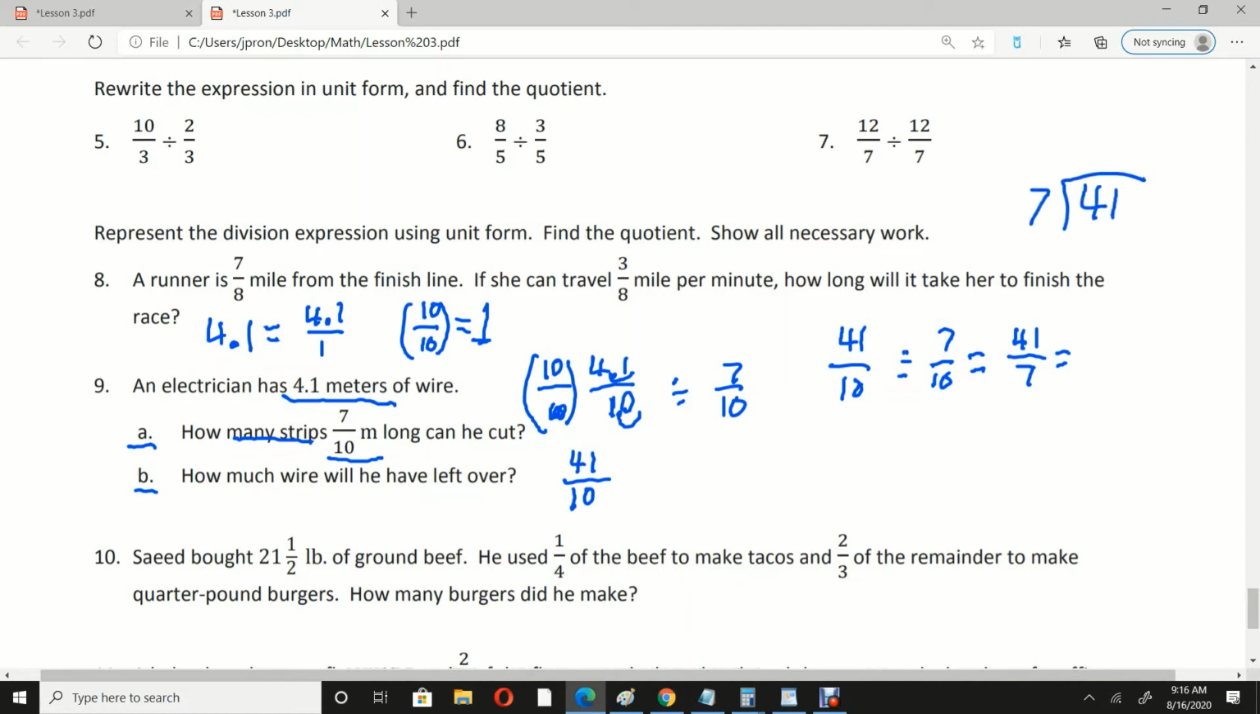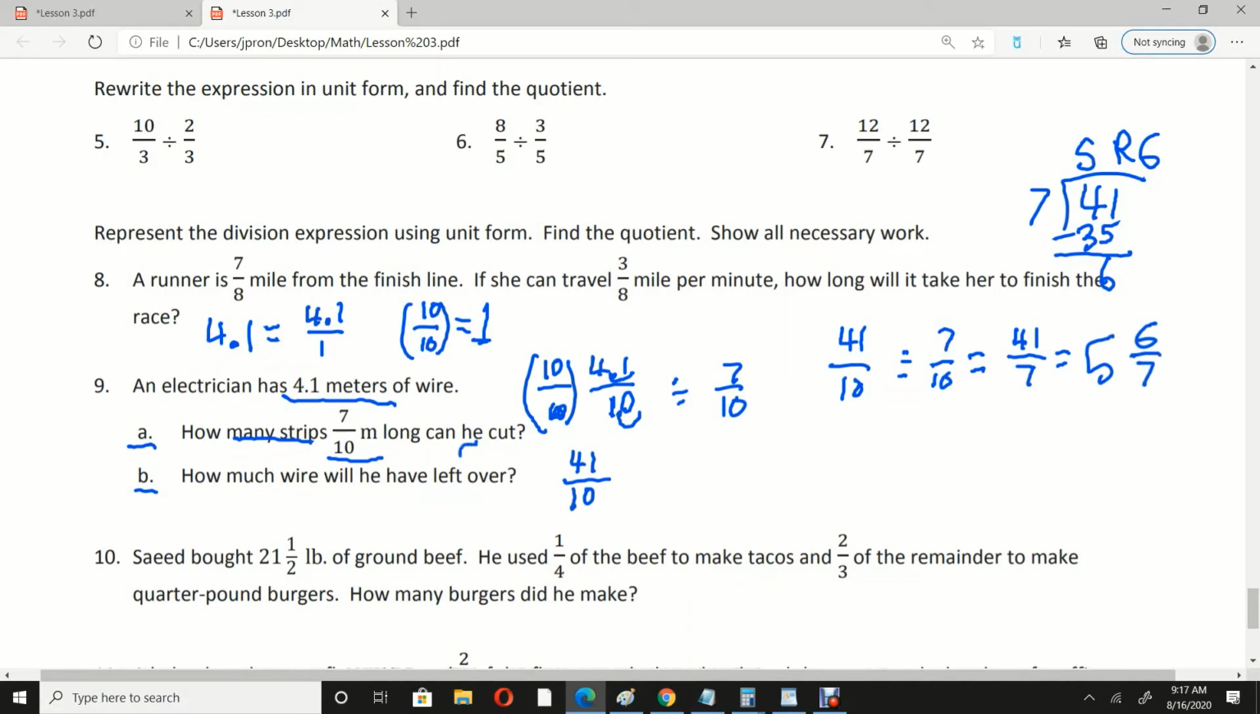41 over 7. So does 7 go into 4? No, it doesn't. So we're going to skip that, and we're going to go to 41. How many times does it go into 41? I know it only goes in there 5 times. 5 times 7 is 35. 6 remainder. And then 7 doesn't go into 6 anymore. So 5 whole times with a remainder of 6. Right? 6 over 7. So 5 and 6 sevenths.